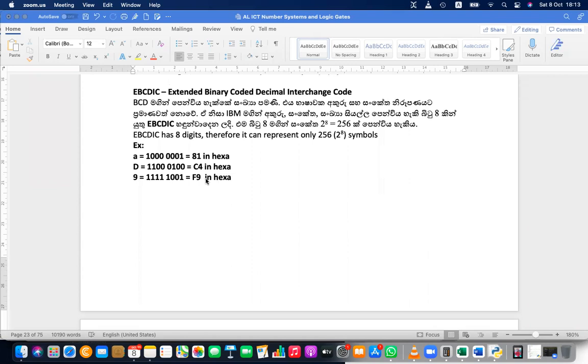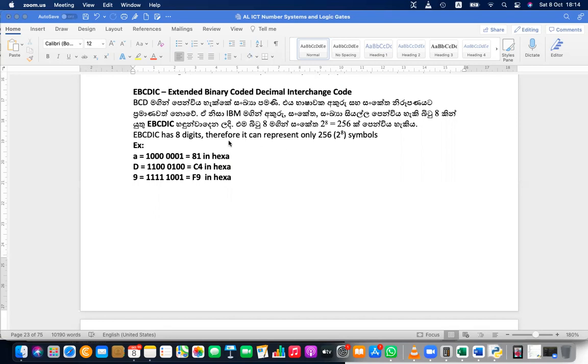The next representation is EBCDIC, Extended Binary Coded Decimal Interchange Code. That is actually an extension of BCD, right? It is the same system as BCD, but here the number of bits has increased. So there are 8 bits.